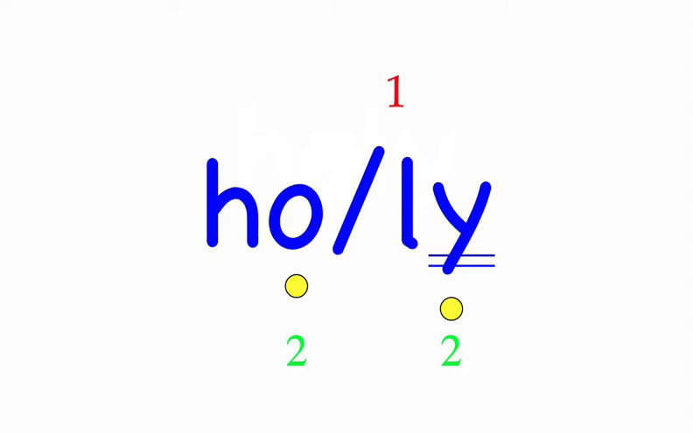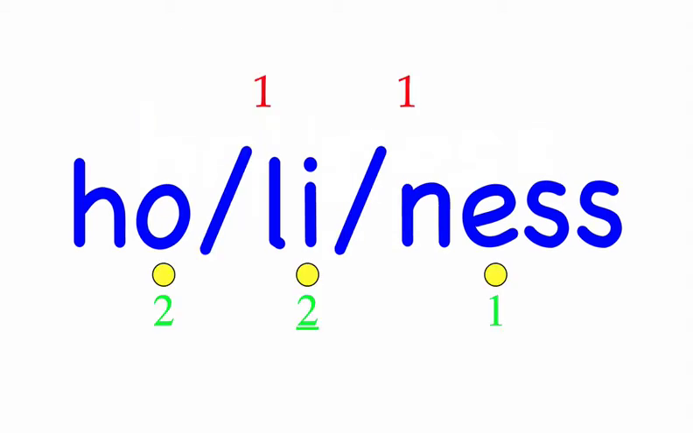Holiness has 3 syllables. The first syllable is ho, 2 sounds: h, o. Li, 2 sounds: l, I. Ness, 3 sounds: n, e, s. Holiness. Mark the word. Holiness. Now, in this word, the root word was holy, and the word ended in a consonant plus Y. When that happens, you change the Y to I, and then you add your ending, and that's what we do in this word.